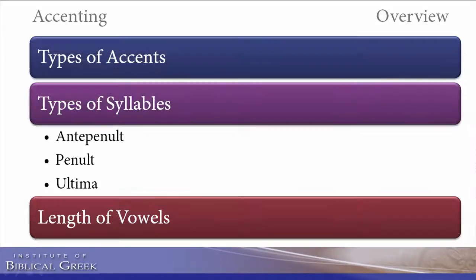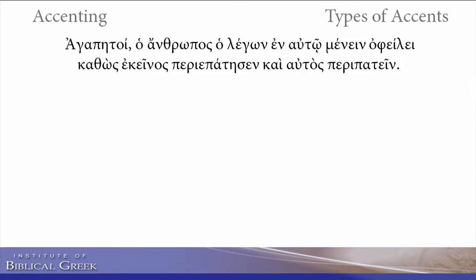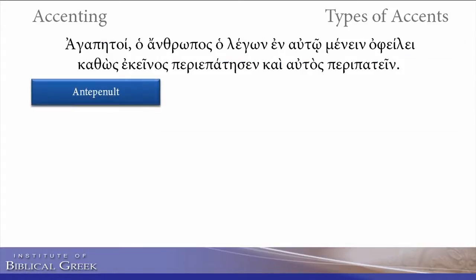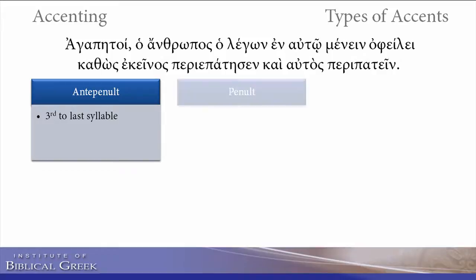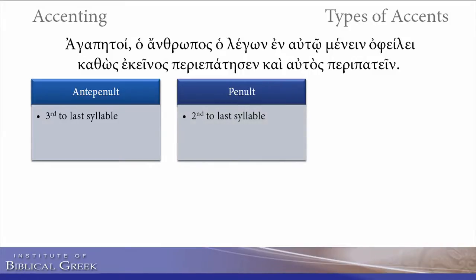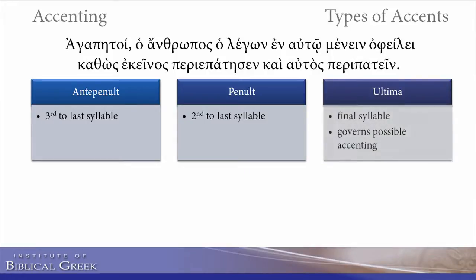We are only concerned with the last three syllables of a word, since those are the only ones that may be accented, and we have names for them. The antepenult is the third to last syllable. It's before the penult, antepenult. The penult, short for penultima, is before the ultima. It's the second to last syllable. And then the last syllable, the ultima, is the final syllable of a word, and it is the most important. It governs the possible accenting.